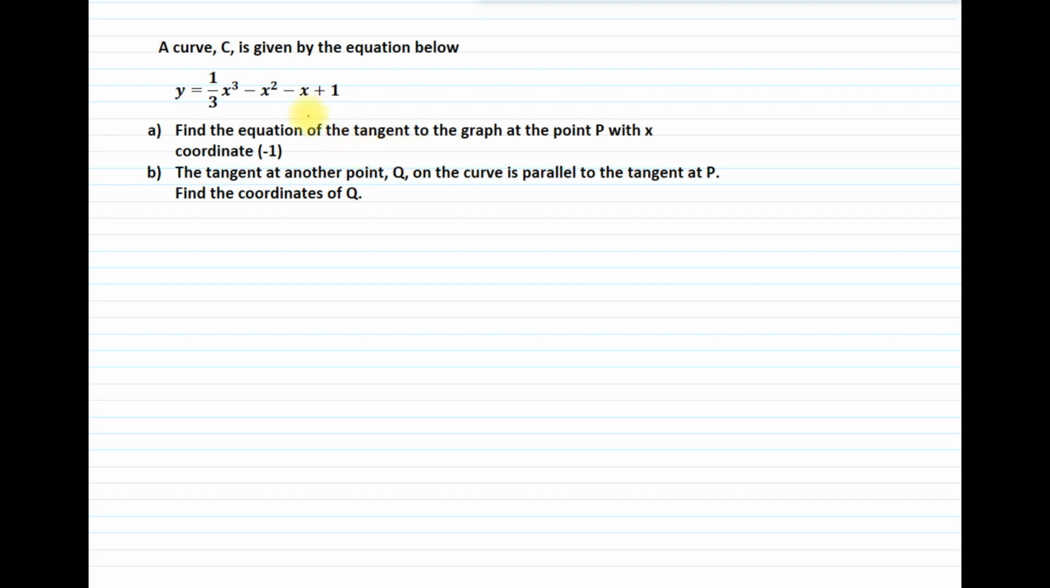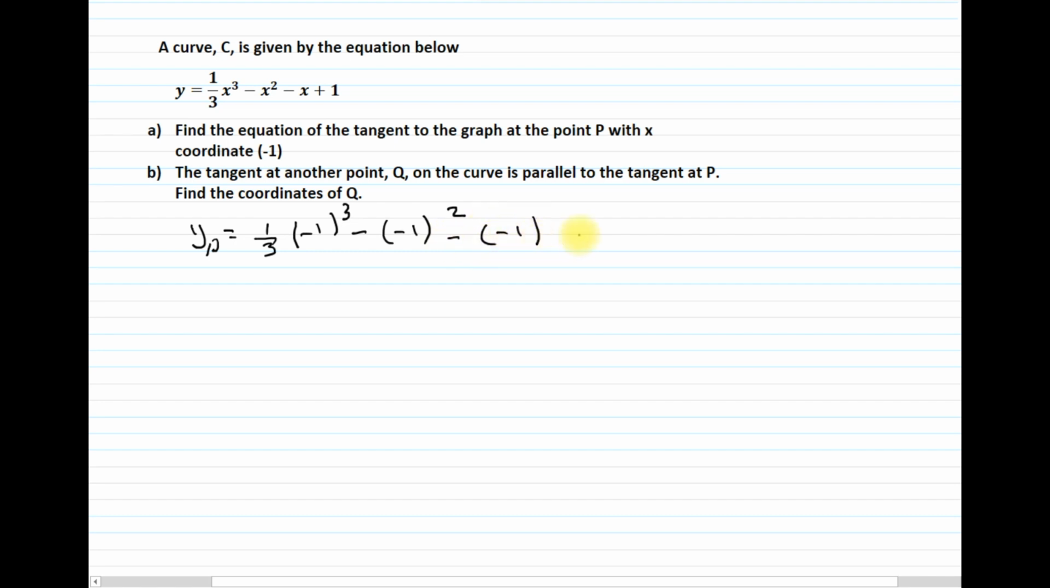Now we have the x coordinate of the point P. We first need to find the y coordinate of P. So if I substitute -1 in the expression for my y, I should get the y coordinate of P. So y sub P would be equal to 1/3 of -1 cubed, minus -1 squared, minus -1, and +1.